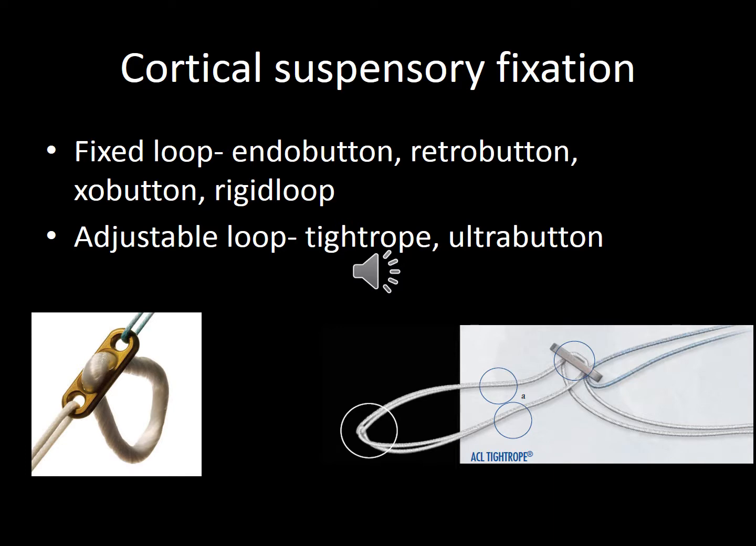Cortical suspensory fixation. There are two types, fixed and adjustable loop. These devices consist of a small oval titanium implant that anchors the graft against the outer femoral cortex. The implant is preloaded with a green and a white suture. The green suture is used as a utility suture or flipping suture, and the white strip suture acts as a leading suture. In a fixed loop, it's a standard implant with fabric loops with a 5 mm increment in size. In an adjustable loop, it is preloaded with a non-absorbable suture which acts as a loop and can be adjusted.